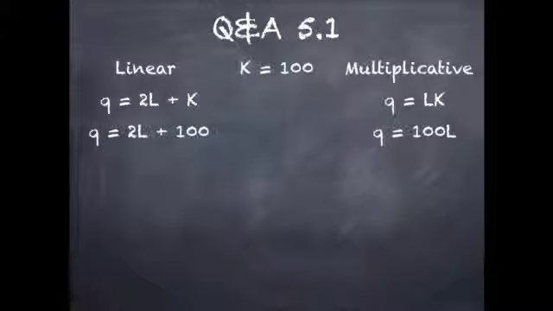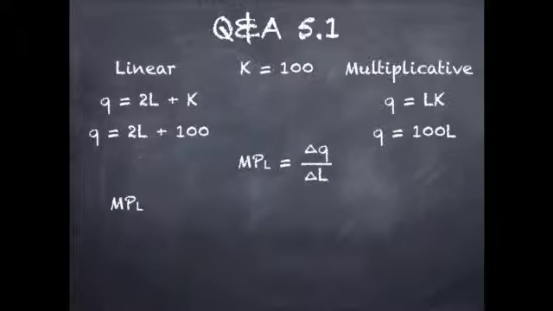In order to get the marginal product of labor, all we need to do is take the first derivative of the production function. That is, we're going to take a look at the change in Q whenever we change L. So for the linear production function, the change in 100 is going to be equal to 0. And if we take the derivative of this, we see that the marginal product of labor is going to be equal to 2. If we do the same thing for the multiplicative, if we take the derivative of this, we end up at the marginal product of labor is equal to 100.